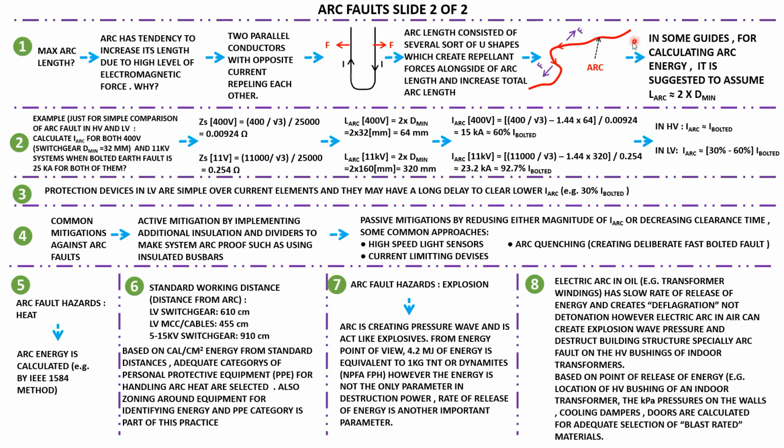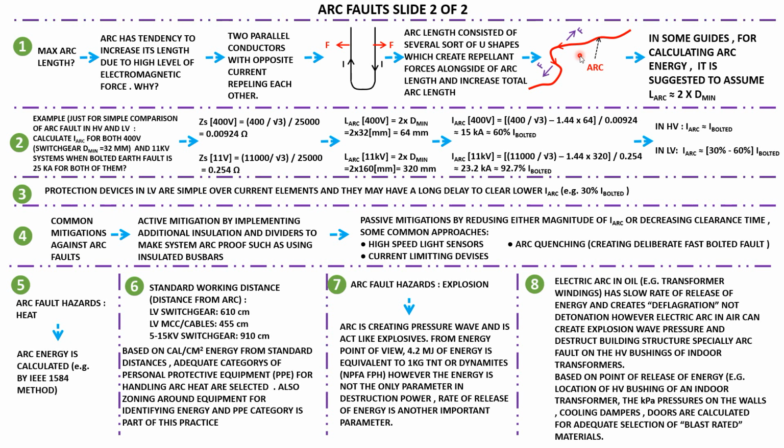So if we look at the random shape of the arc length, you can identify several types of U shape along the arc length. So any of these U shapes, for example this one, creates some force. And you know that in the arc we have a very high current and high magnetic forces. So this force and this force cause the arc length to increase. So arc by nature has this tendency to increase its length.